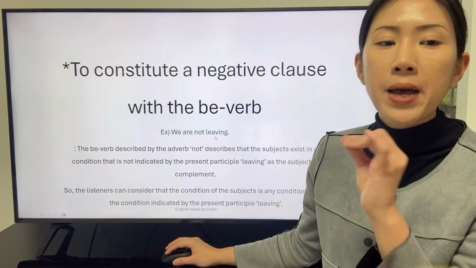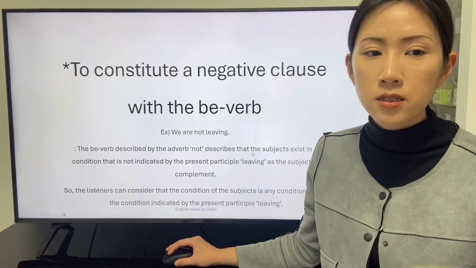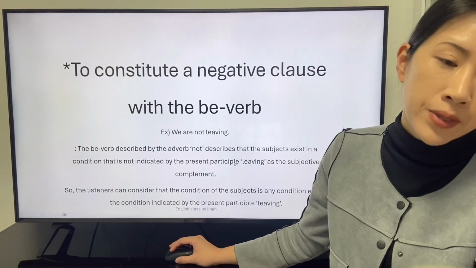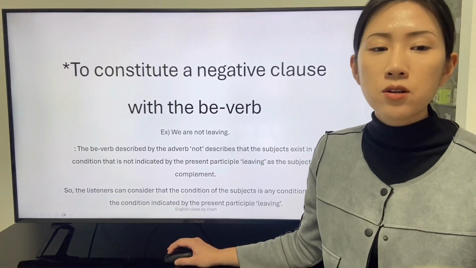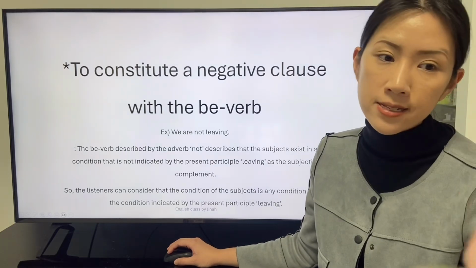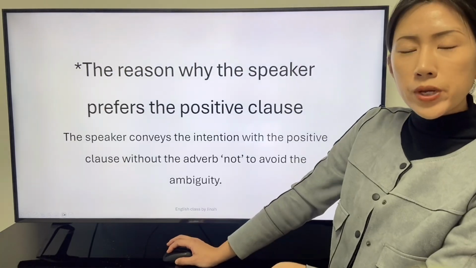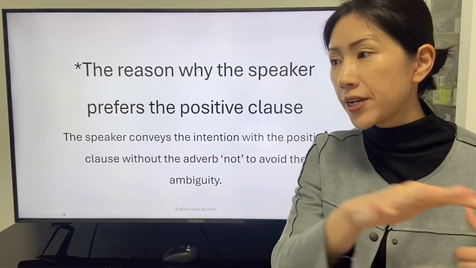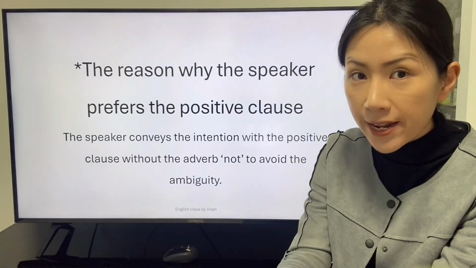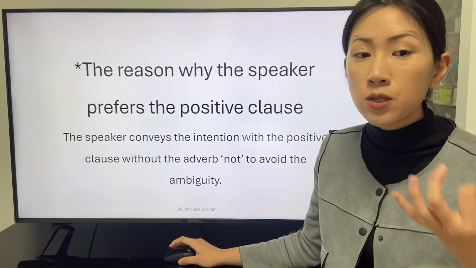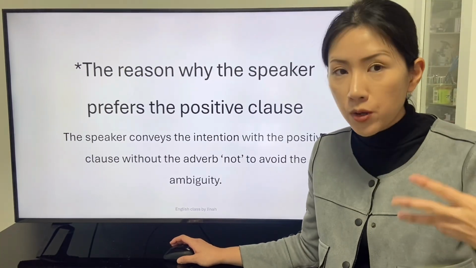The be verb described by the adverb not describes that the subject exists in a condition that is not indicated by the present participle living as the subjective complement. So the listeners can consider that the condition of the subject is any condition except the condition indicated by the present participle living. We can figure out that almost every clause in English is a positive clause. The speaker conveys the intention with the positive clause without the adverb not to avoid ambiguity.